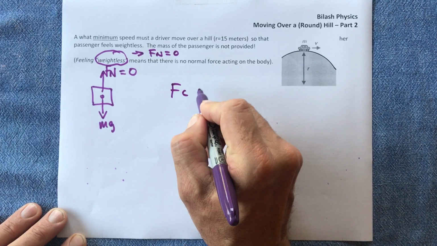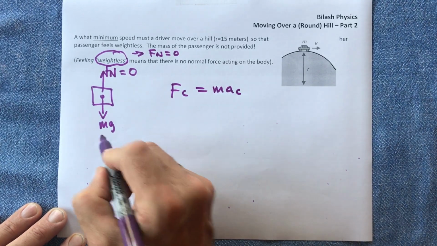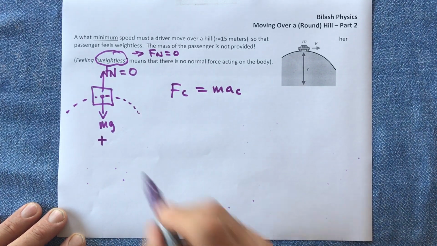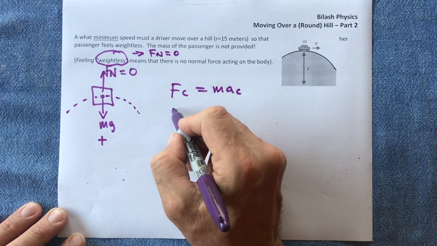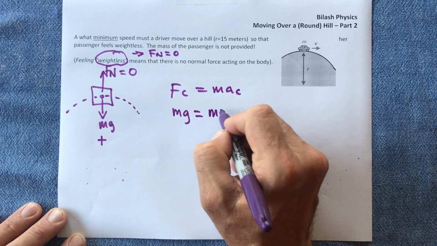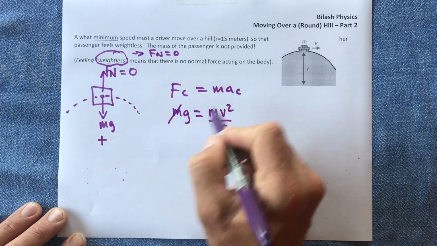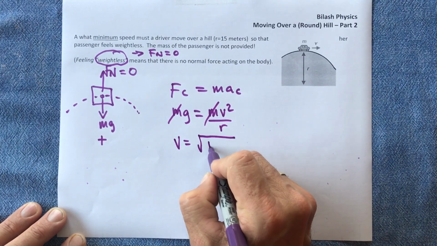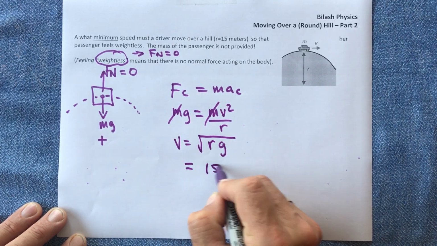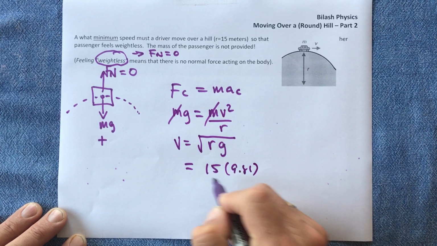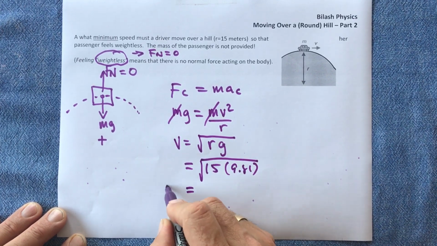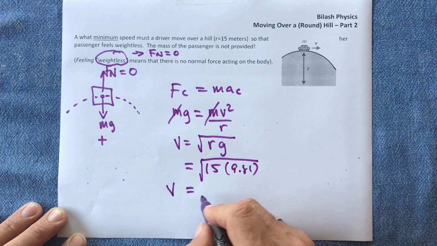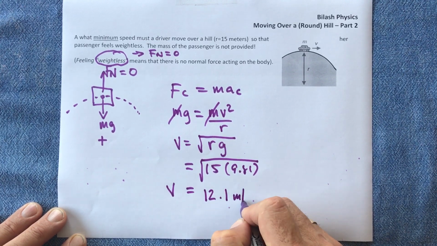So we write out Newton's second law. Fc is equal to ma_c. Here's the hill. This is the positive direction, the center of the circle. So mg is pointing in the positive direction. So we have mg is equal to mv squared over r. Notice the m's cancel. So v is equal to the square root of rg. So that'll be 15 times 9.81. Take the square root of that, and v works out to 12.1 meters per second.